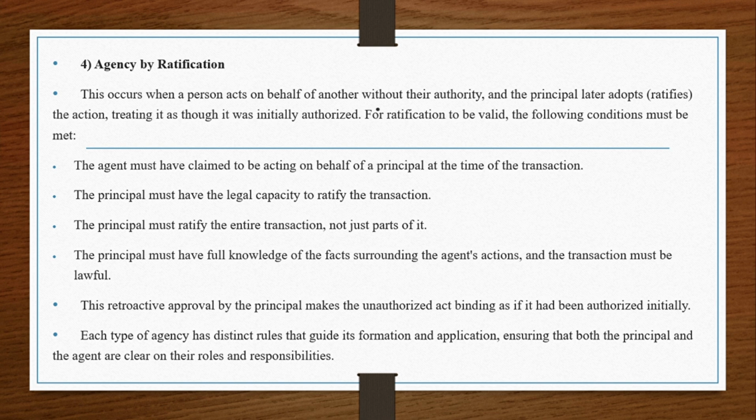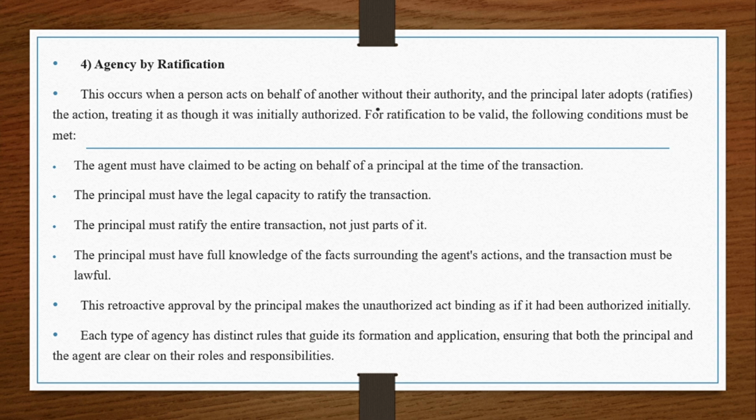An example can be David, without being asked, negotiates and signs a contract with a supplier on behalf of his friend Paul. When Paul learns about it, he approves the deal because it benefits him. By approving it, Paul makes the contract legally binding as if David had authorized it from the start. That is agency by ratification. They first act without the principal's authority, then the principal later adopts it.